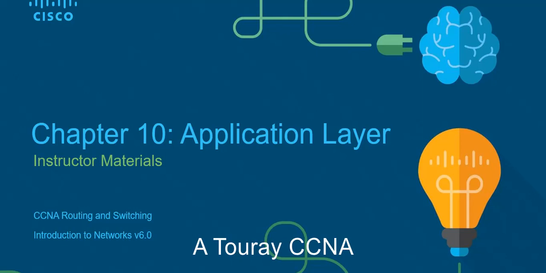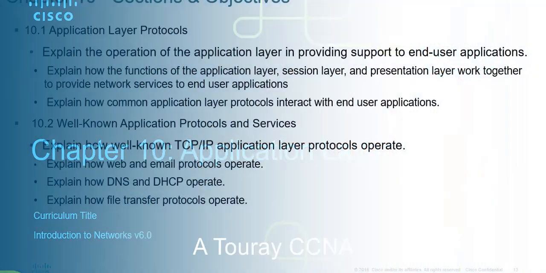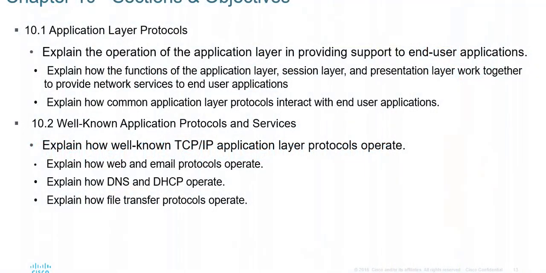So what we have here today is the application layer. We're going to talk about all three layers involved in the top layer of the OSI model, or the TCP/IP application layer, which involves the application layer itself, the presentation layer, and the session layer. We'll talk about all the application layer protocols and applications, explain their operation and how they function, and cover the well-known application layer protocols and services.